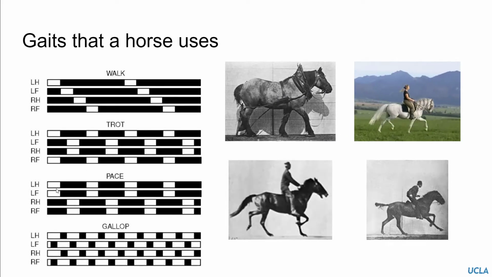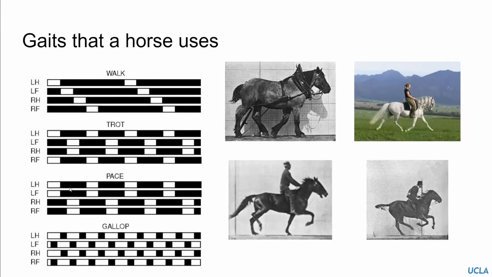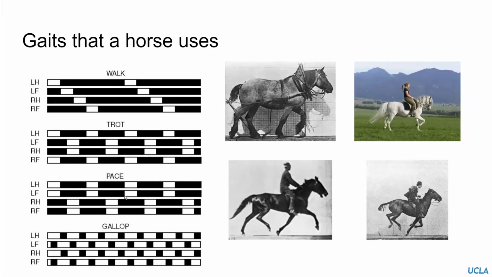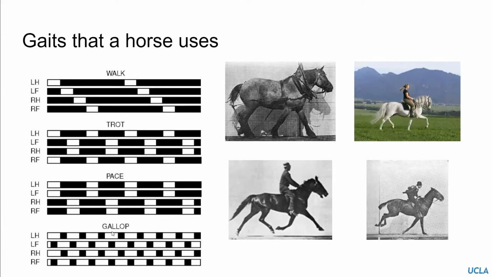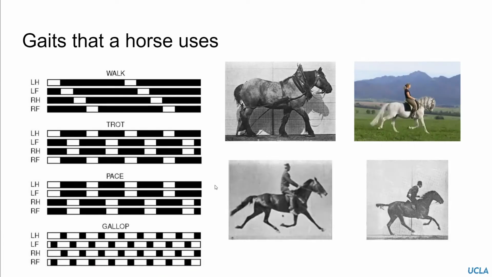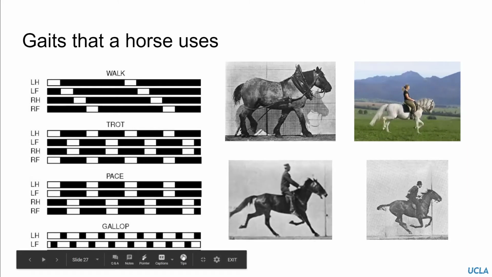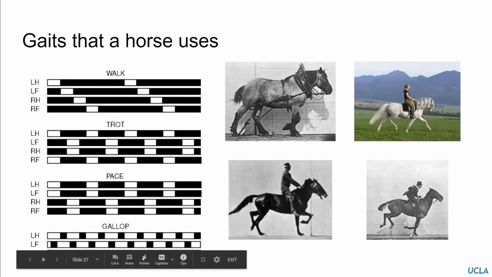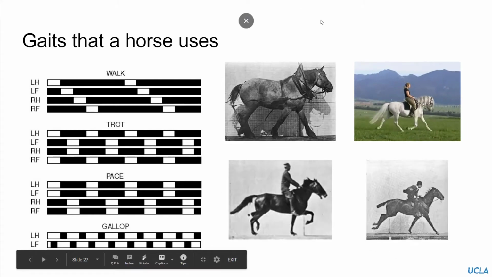On a pace, you do 2 up again, but it's a different 2. Okay, again, central pattern generator. And then at a full gallop, it alternates quite rapidly, and you actually have some points that are all off the ground. And you can see that there, where all 4 legs are off the ground at one point.